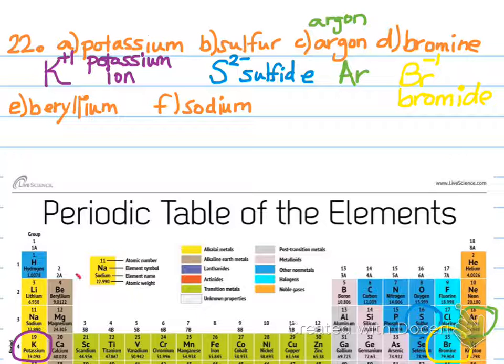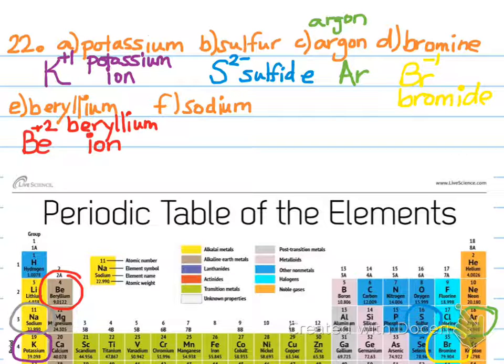Next, we have beryllium. Beryllium is right here. It's in group 2A, so it has 2 valence electrons, so it could lose 2 or gain 6. It's going to lose 2, so it's going to be beryllium with a +2 charge. And again, positively charged ions, we just name them with their element name and the word ion, so it's beryllium ion. And last we have sodium. Sodium is right here on our periodic table. It's in group 1A. So it could lose 1 or gain 7. It's going to lose 1, so it's Na with a +1 charge. And again, I'm going to name it sodium plus the word ion.